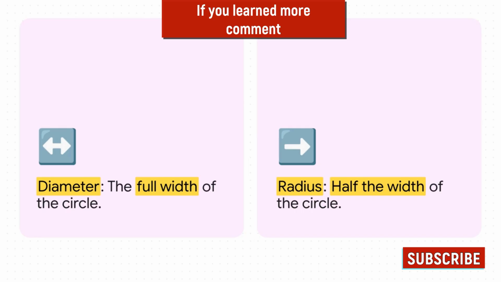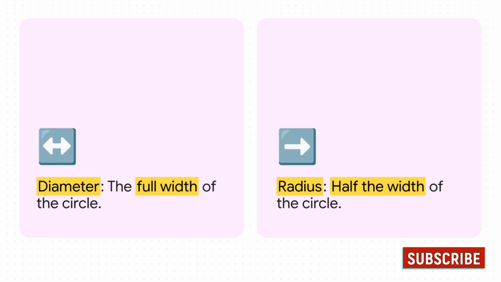Okay, so let's make sure that sinks in. Diameter is the full width. Radius is half the width. If you know one, you automatically know the other. So if a diameter is 10, what's the radius? Yep, 5. If a radius is 3, the diameter's got to be 6. It's that simple. And this relationship is absolutely key.